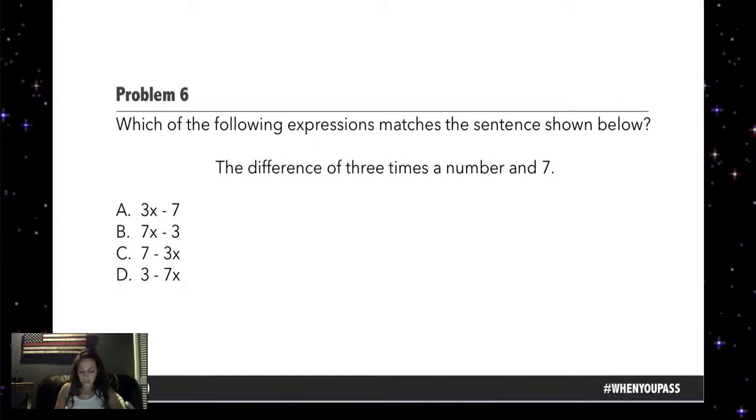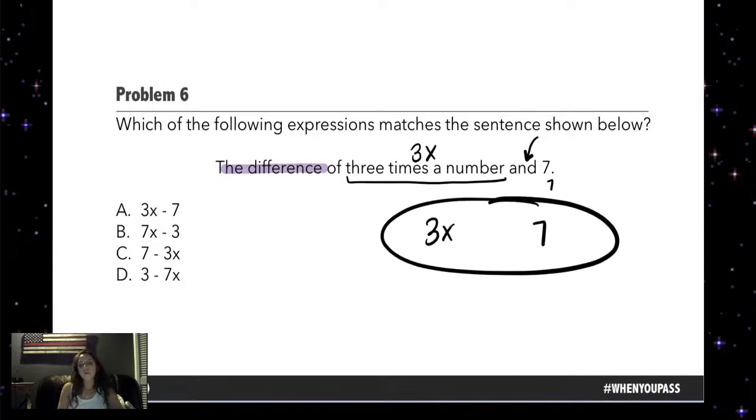The difference of 3 times a number, that whole chunk is together, and 7. So I am subtracting these 2 things. But what order am I doing it? Am I doing 3x minus 7, or am I doing 7 minus 3x?